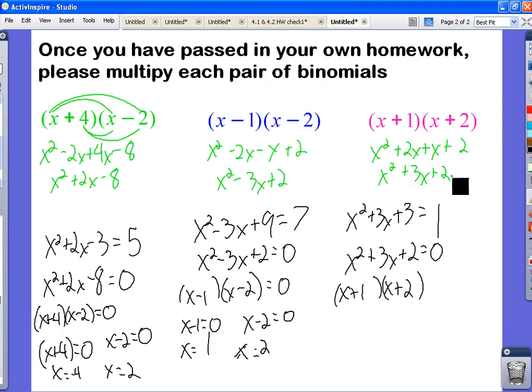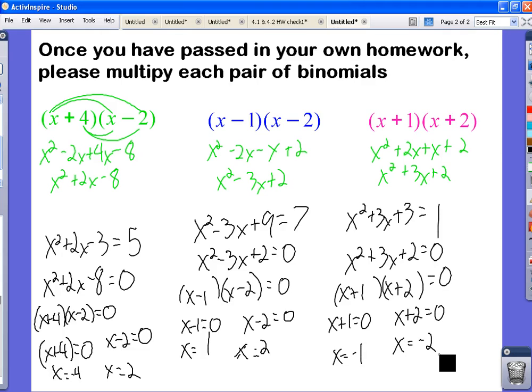Multiplied it out, we went this way, and now we know we can go backwards and go this way. That equals 0. So either x plus 1 equals 0, or x plus 2 equals 0. So x equals negative 1, or x equals negative 2. There's only two solutions: negative 1 and negative 2.